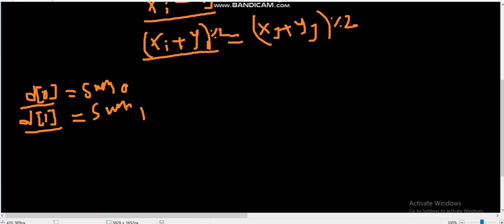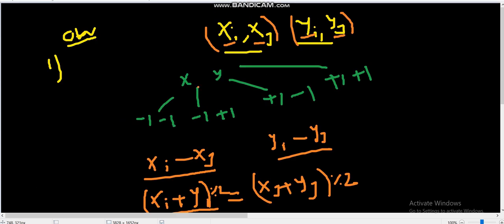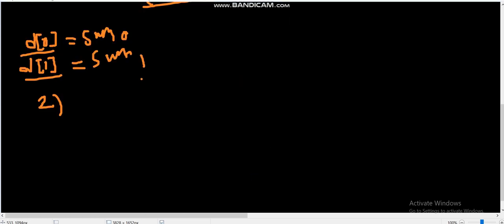Okay, so this is our first observation. The second observation is that we have to find the distance. What is the distance between xi comma yi and xj comma yj? Here you can see that the maximum difference between xi and xj, and yi and yj, is our distance. So the formula of distance is the maximum of xi minus xj, or yi minus yj.